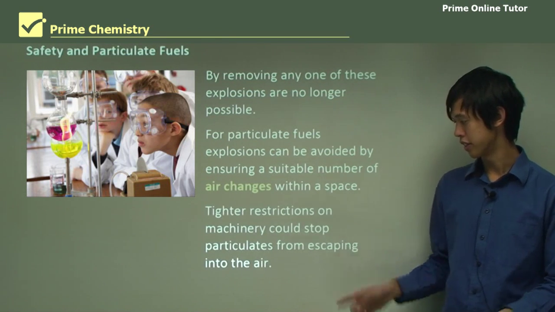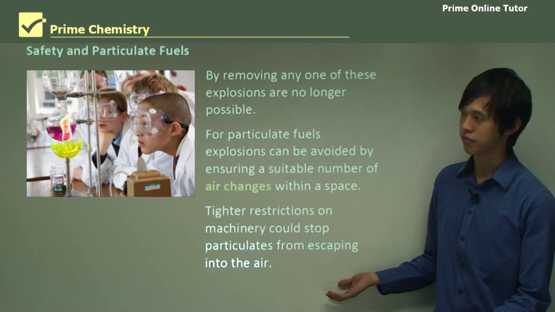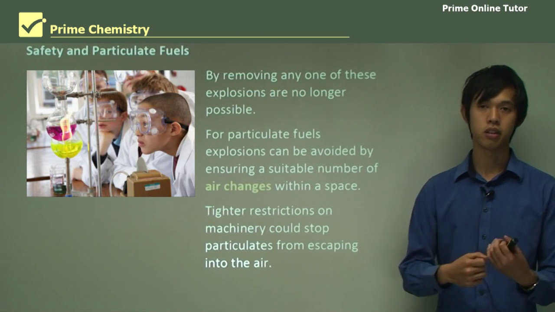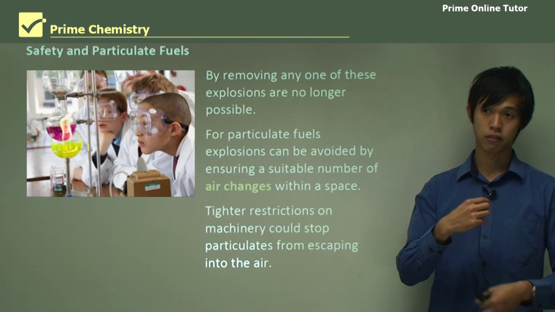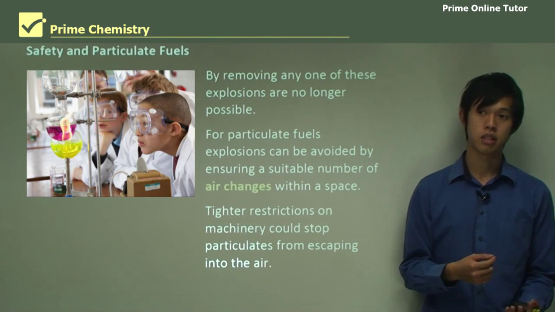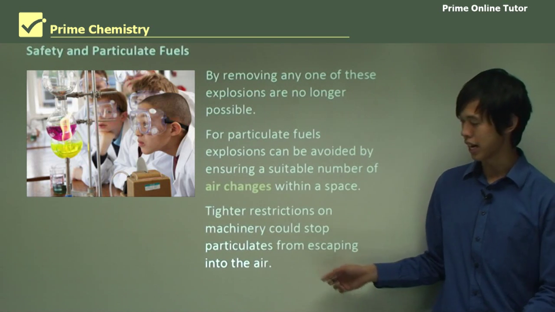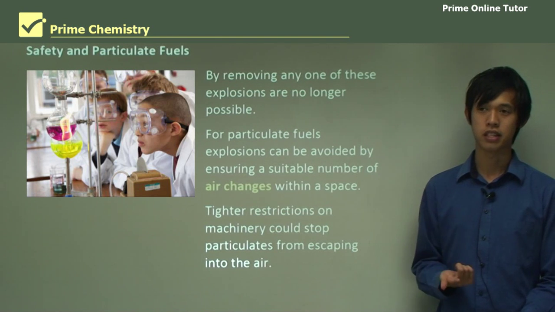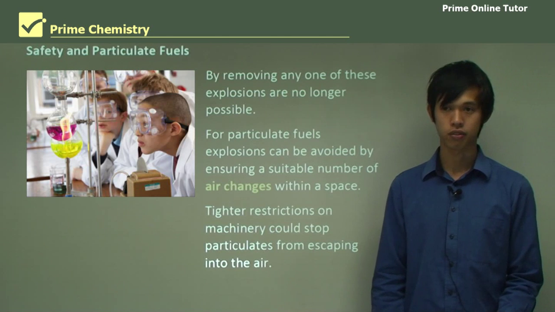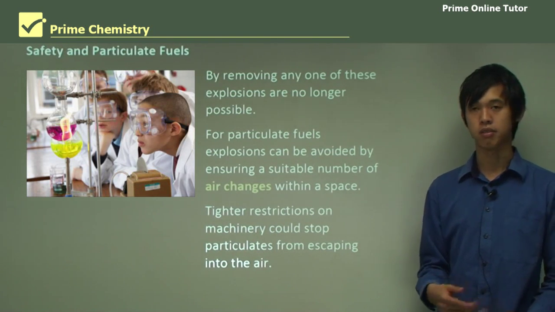Tighter restriction of machinery could stop particulates from escaping into the air. This is more important for coal because in the coal industry, you grind up the coal to burn. So if you have better control over your grinding process, you may be able to stop the coal dust from escaping your grinding process. This one's a little bit harder in a sawmill because your saw kind of generates dust and you kind of let that go into the atmosphere. But again, you probably could control it if you had enough time or engineering practice. You probably could control that as well.